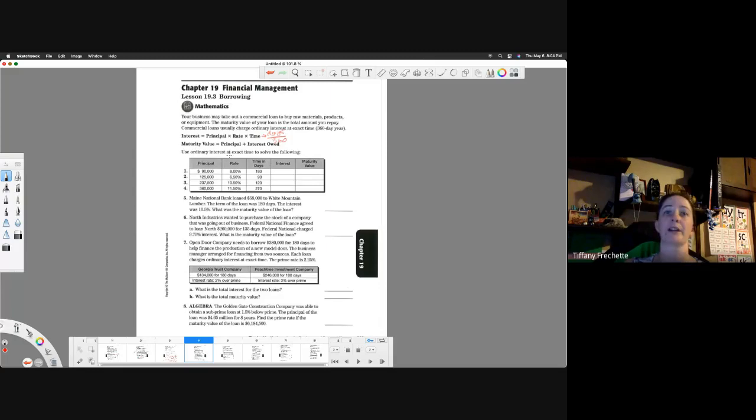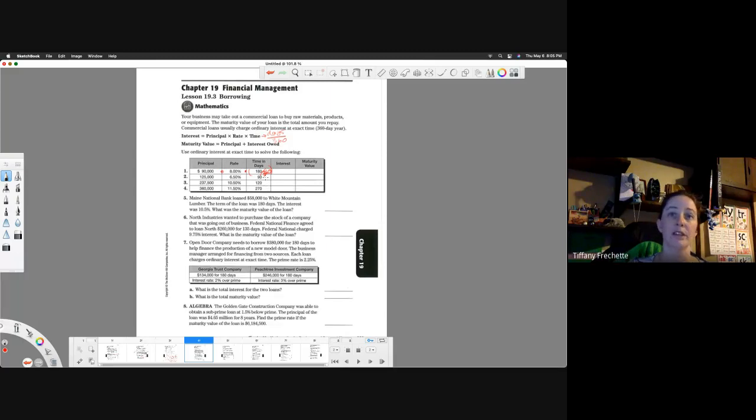So use ordinary interest at exact time to solve the following problems. We're going to look at number one here. We have $90,000 for our principal, an 8% rate, and time in days is 180. So when I look at this, I know it's principal times rate times time. Remember, time is divided by 360. So we want to make sure that we're paying attention to that.